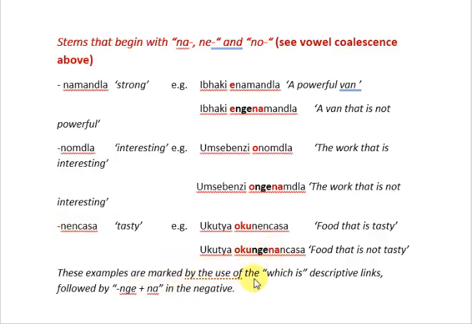So these examples are marked by the use of the which is descriptive links, namely o and oku, followed by nge, followed by na in the negative. So that concludes this video. Enkosi kakhulu.